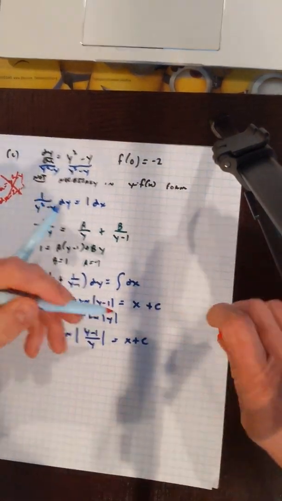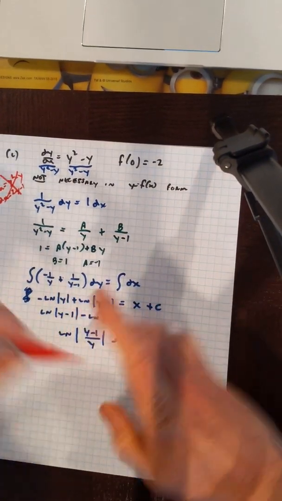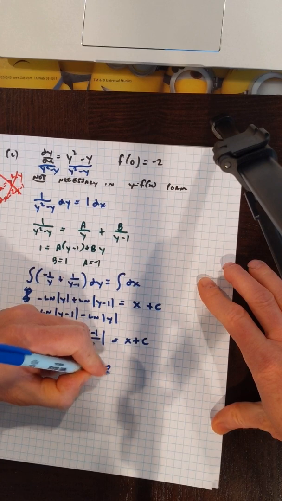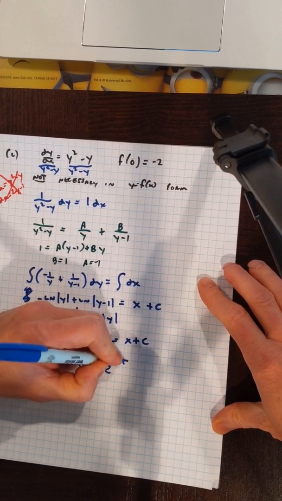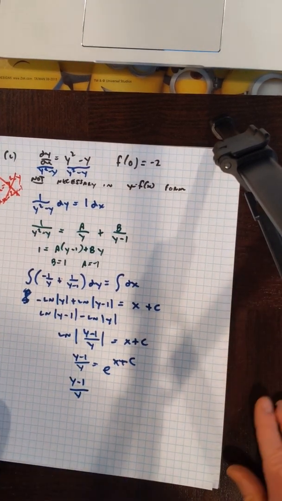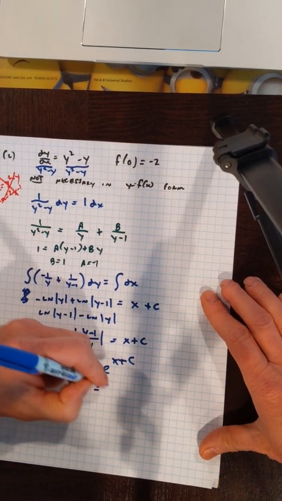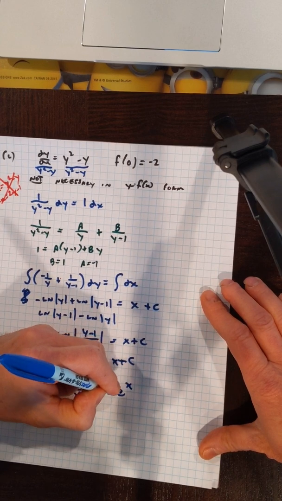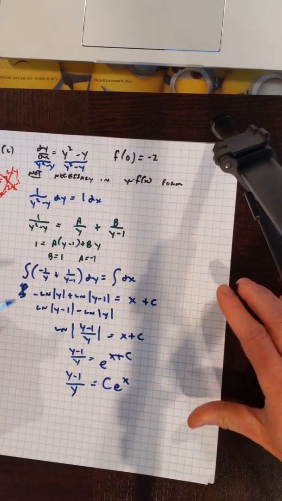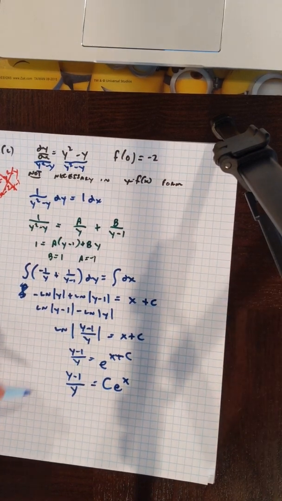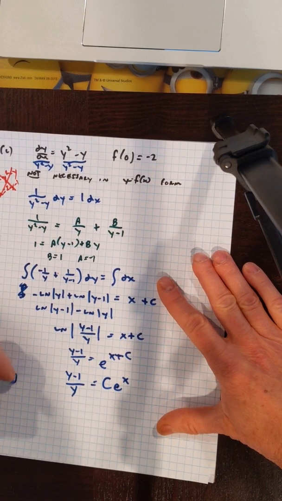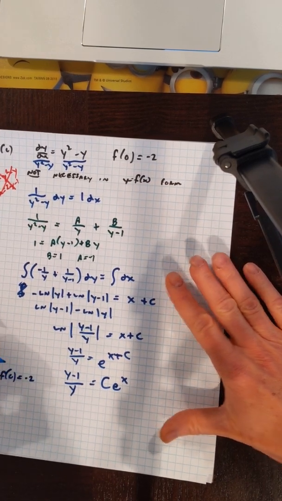I don't really want to, I mean, I could solve for e. I guess I could do one more step here. y minus 1 over y equals e to the x plus c. y minus 1 over y equals c e to the x. Okay, now I like this form. Now this is pretty good, but I don't want to go any further because solving for y is a pain. So now I'm going to apply the point 0, negative 2.